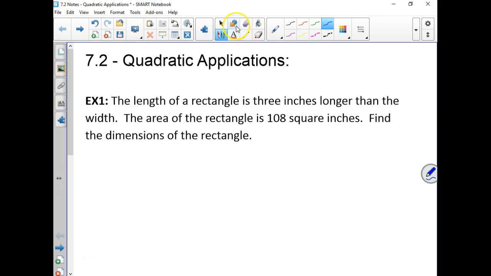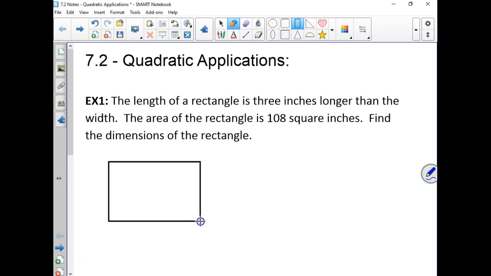So, the first thing I'm going to do here is draw me a rectangle, and I'm going to label this the length and this the width. And I'm going to look at the information I have here. I know the length of the rectangle is 3 inches longer than the width. So the length right here equals the width plus 3. So I can either call this side right here L, or I can just call it W plus 3.